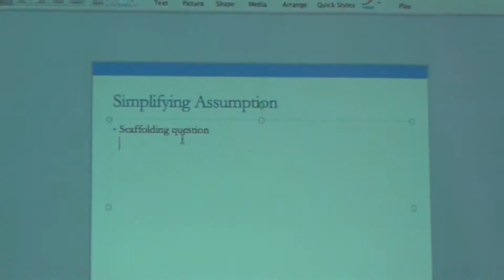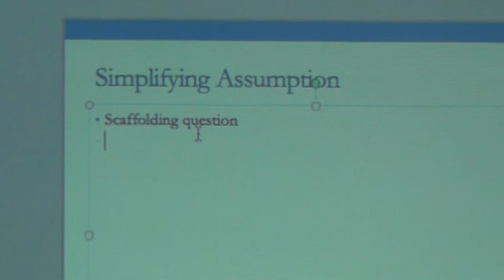What about this table? Simplifying assumptions. What do you think? Figure out the unit. What do we mean by unit? Per block. How much it would cost to travel. So finding a cost per block? Right.